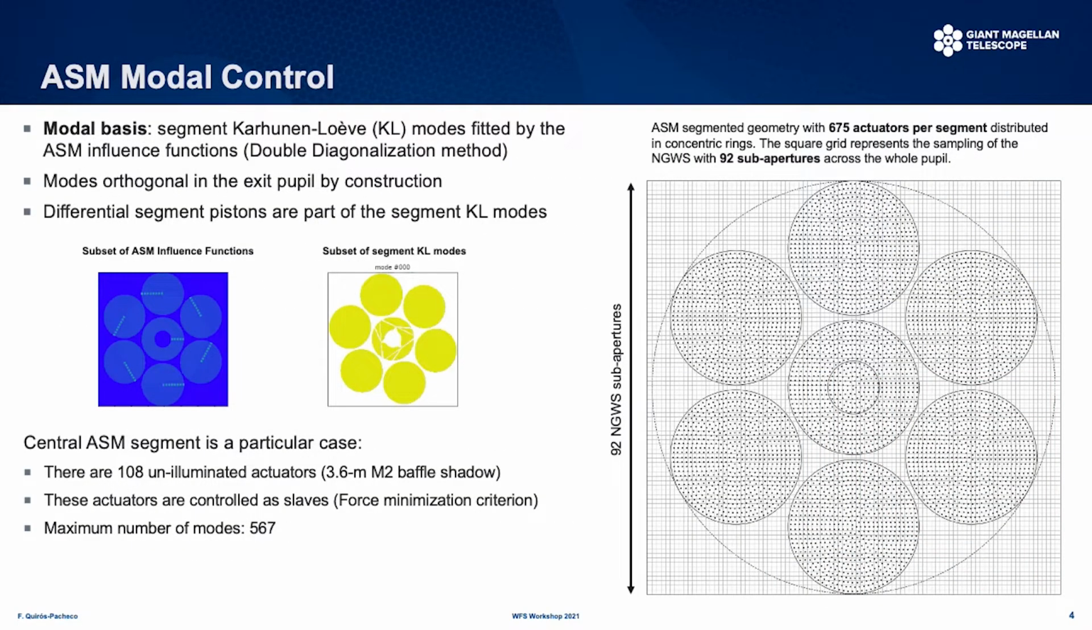The adaptive secondary mirror is a segmented one. Each of the 7 segments has 675 actuators. For AO control, we have decided to define a modal basis over each of these 7 segments. It is important to note that with this choice of modal basis, segment piston is an independent mode that is orthogonal to all the others, and so it can be controlled and optimized independently.